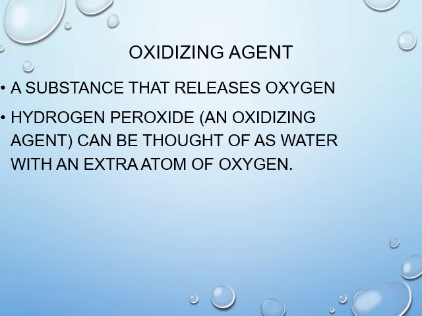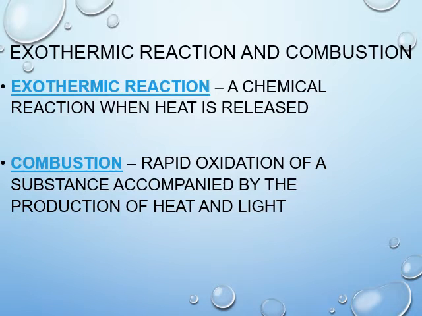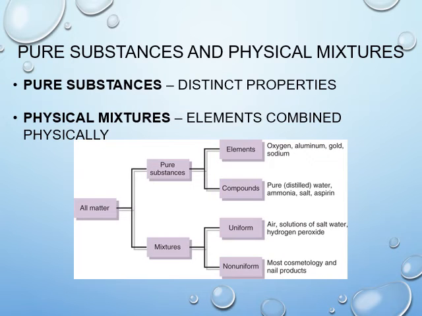An oxidizing agent is a substance that releases oxygen. Hydrogen peroxide, an oxidizing agent, can be thought of as water with an extra atom of oxygen. A reducing agent is a substance that adds hydrogen to a chemical compound or subtracts oxygen from the compound. Exothermic reaction and combustion: an exothermic reaction is a chemical reaction wherein heat is released. Combustion is a rapid oxidation of a substance accompanied by the production of heat and light.